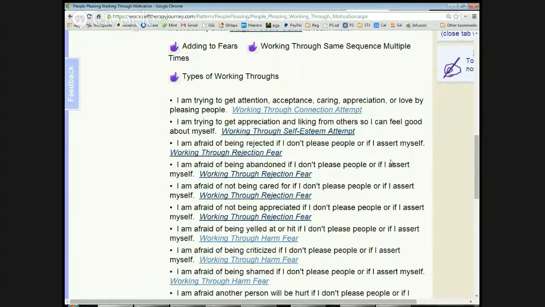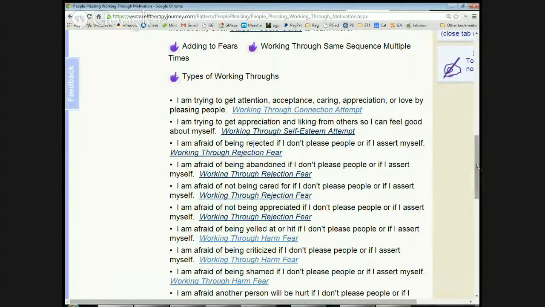So we're in stage 4 now. So here are all the different motivations that you might have checked off in stage 1. Motivations for being a pleaser. I'm trying to get attention, acceptance, caring, appreciation, or love by pleasing people. I'm trying to get appreciation or liking from others so I can feel good about myself. I'm afraid of being rejected if I don't please people, or if I assert myself, and so on.